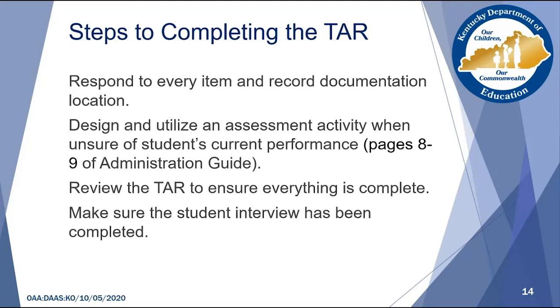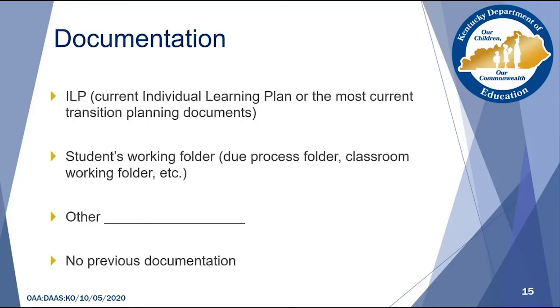Directions for designing and utilizing assessment activities can be found on pages 8 through 9 of the administration guide. When developing and delivering an assessment task, it is important to closely follow the guidelines provided. There is an example of an assessment activity beginning on page 9 of the administration guide. Page 8 of the administration guide provides directions on types of supporting documentation. It is important to remember that the student rating must be based on a direct observation and not based on what the team thinks the student may be able to do or not do. The lead team member needs to note where the documentation of that observation is located.